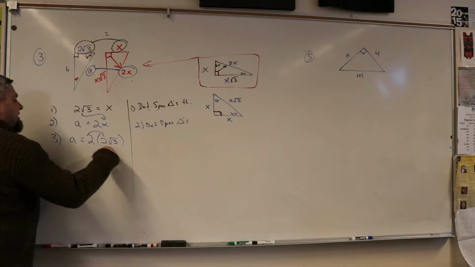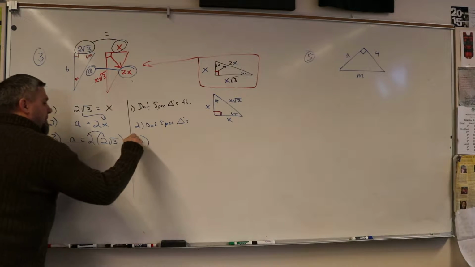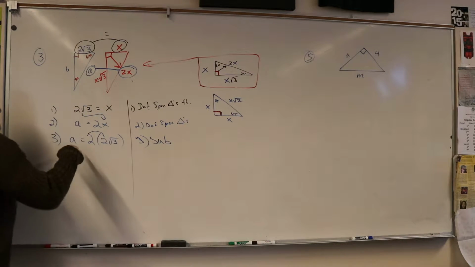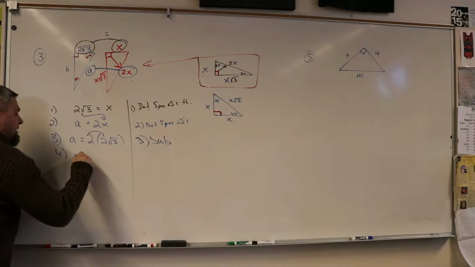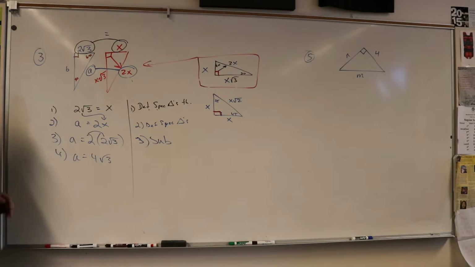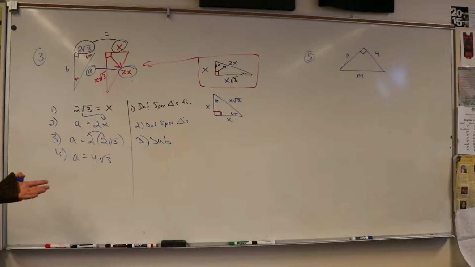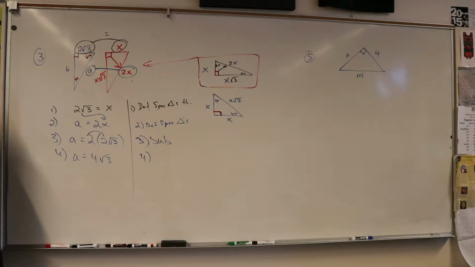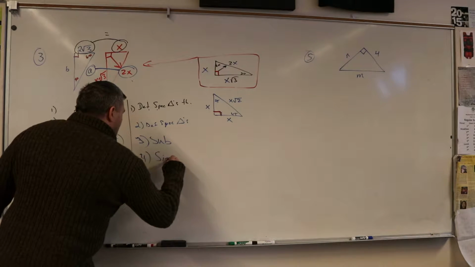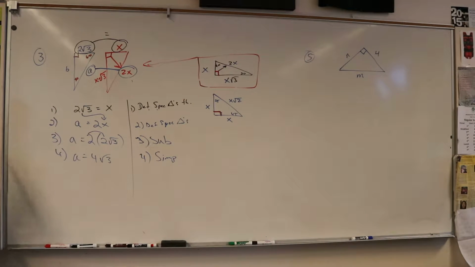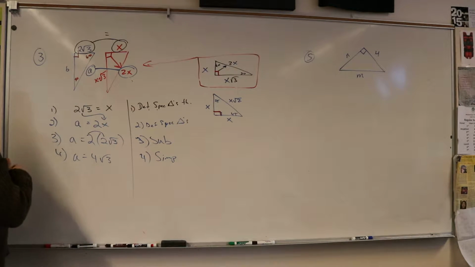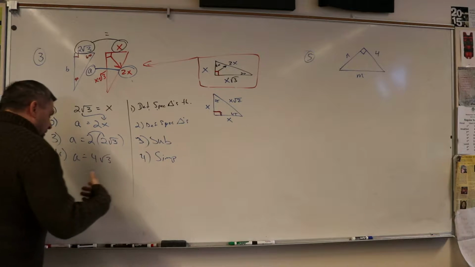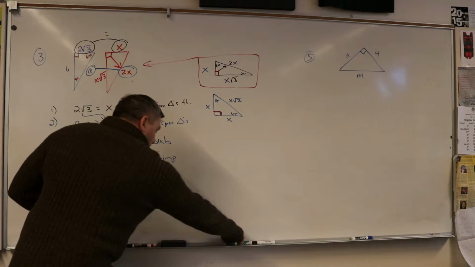Okay? Now what lets us get to this point though? What's our third step here? Substitution. Good. And so then we're going to go, okay, then A is equal to 4 square root 3 because 2 times 2 is 4. And what's that called? Simplify. Okay? Then I'm going to change my color. I know what A is. A is 4 square root 3.